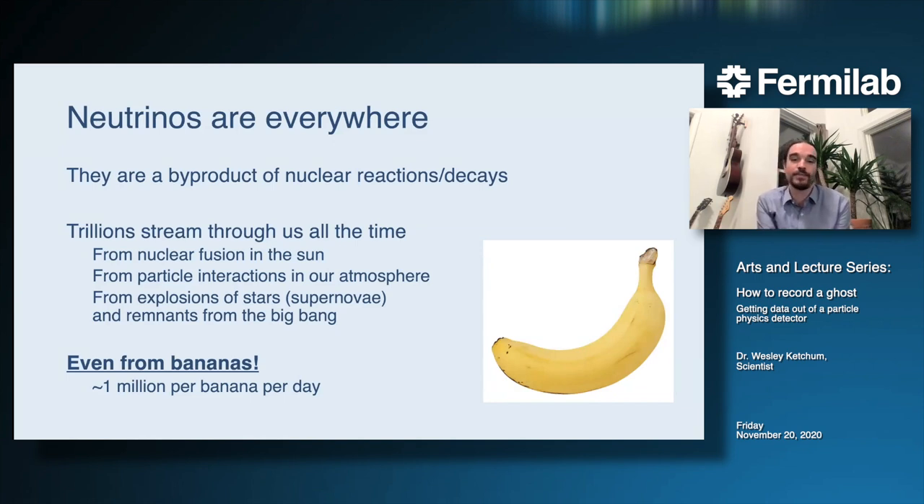And there's even neutrinos from the remnants of the Big Bang. And even in everyday life, there are a lot of isotopes of atomic elements that undergo nuclear decays and produce these neutrinos as well. One of my favorites is from a banana. Bananas have potassium, and there's an isotope of potassium that will decay. The number of neutrinos per day per banana is about 1 million. So these neutrinos are everywhere.